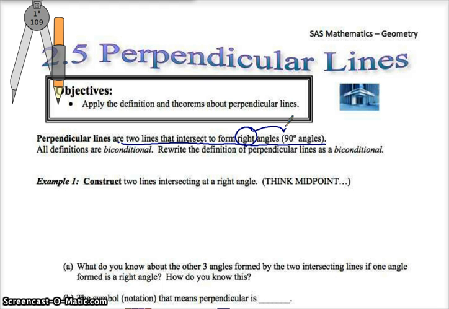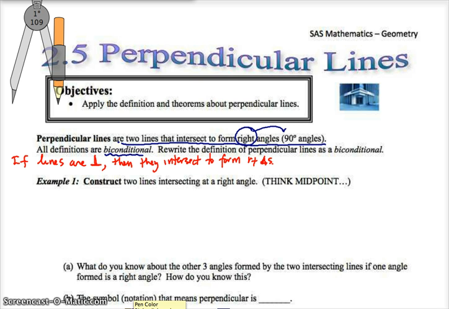What we haven't talked about, or I think I briefly mentioned it in class, is that all definitions are biconditional. So you can rewrite this definition of perpendicular lines as a biconditional. Well, first let's try to write each conditional statement. If the original is perpendicular lines are two lines that intersect to form right angles, one if-then statement would be: if lines are perpendicular, and I'm going to shorten here, and this is the symbol for perpendicular, then they intersect to form right angles. Again, I'm trying to shorten here by putting symbols.